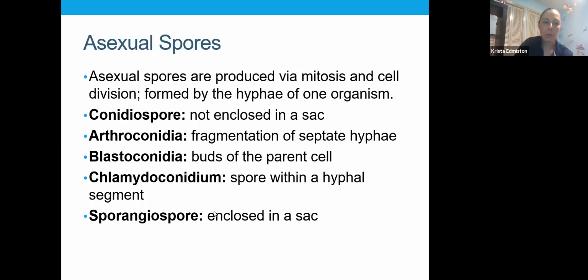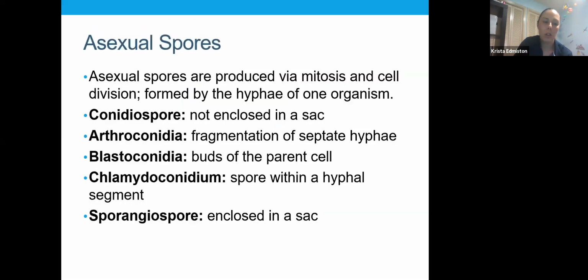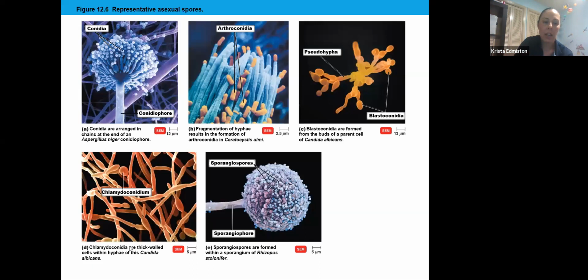The sporangiospore is this one down here on the bottom. It kind of looks like a puffball. These are all enclosed in a sac, then the sac is burst open and the spores are released. So these are just the different types of asexual spores that can form from different types of fungal cells. Candida albicans is one of the lovely dimorphic fungi that can cause yeast infections and thrush.